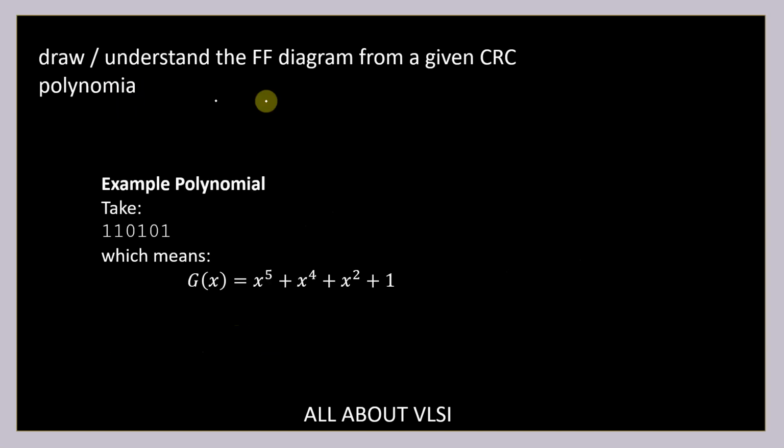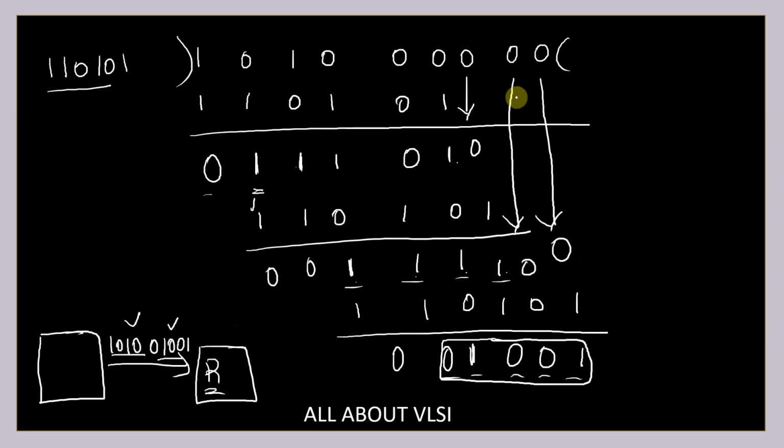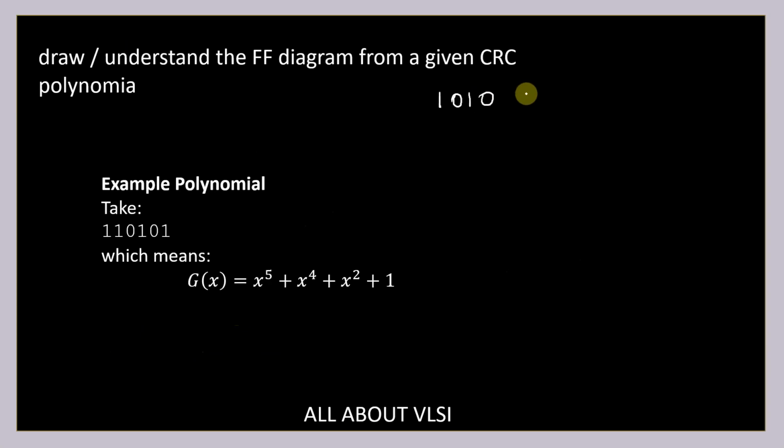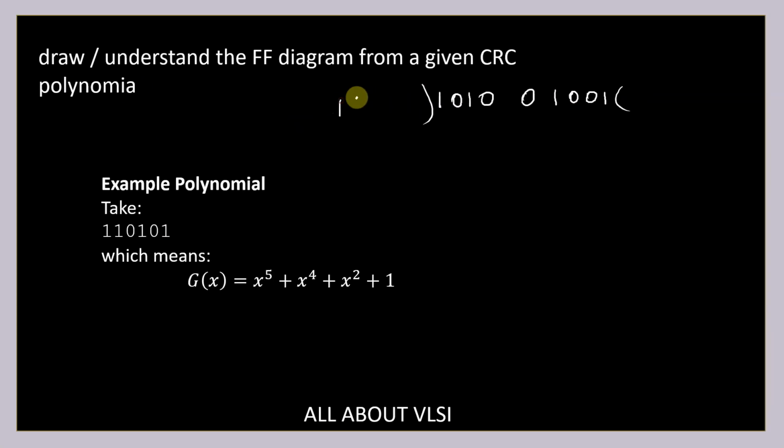So let's say my receiver is receiving the data 1010 01001. This is what it is receiving. Right now, it is going to again perform modulo division, and it is going to use the same polynomial, 110101. So we are going to perform the XOR operation with 110101. So what result are we going to get?